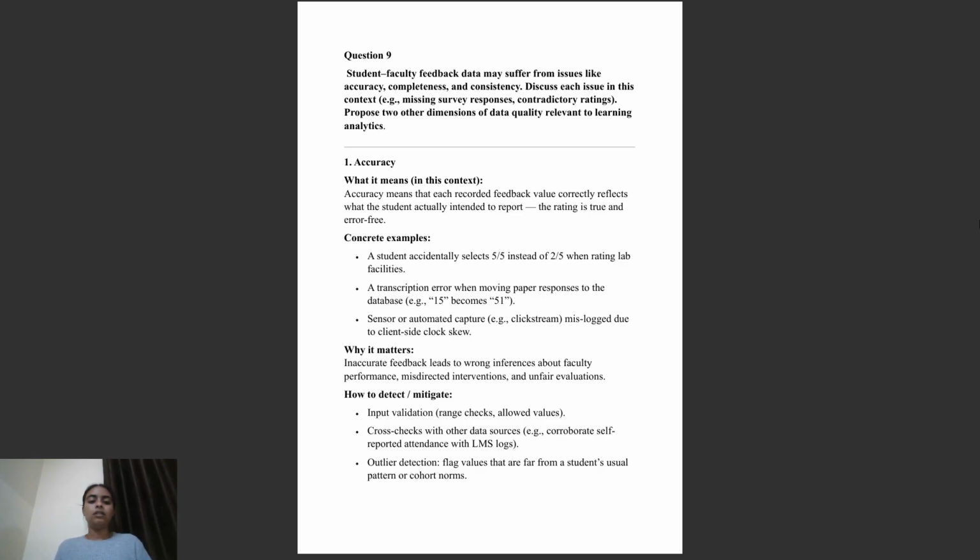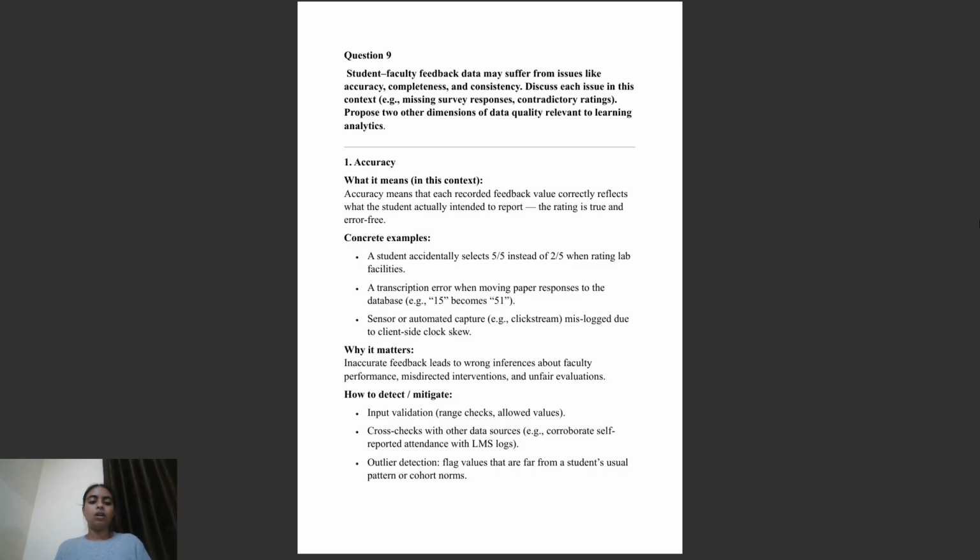Accuracy means that the feedback recorded should correctly represent what the student actually wanted to give. In simple words, the rating or responses must be true, error-free, and reliable. Now let's look at a few examples. A student accidentally gives a rating of 5 out of 5 instead of 2 out of 5 for lab faculty while entering feedback.